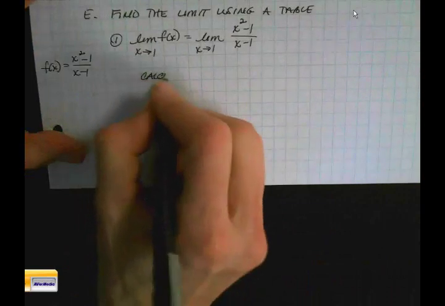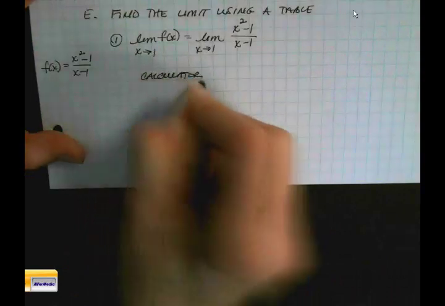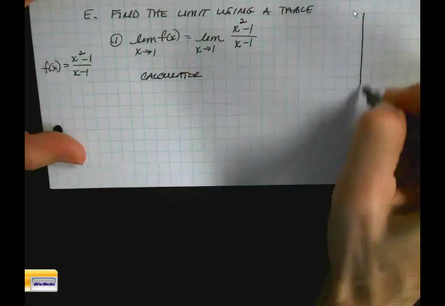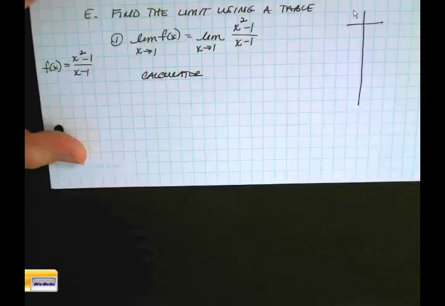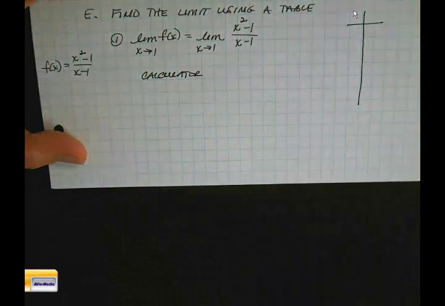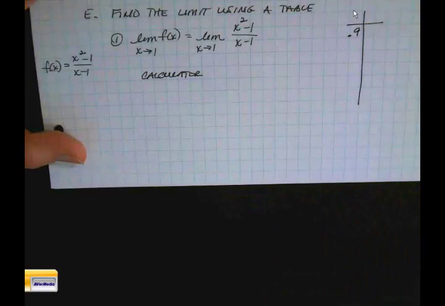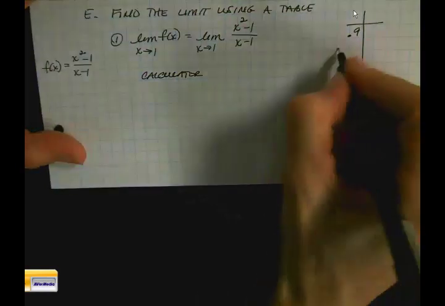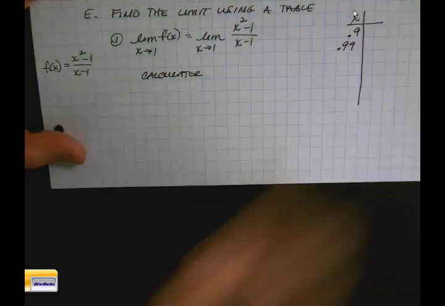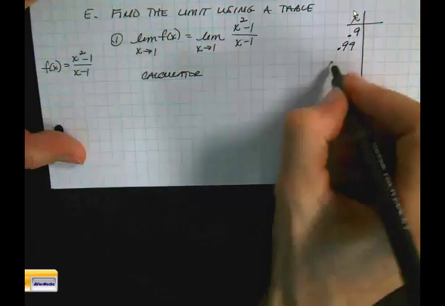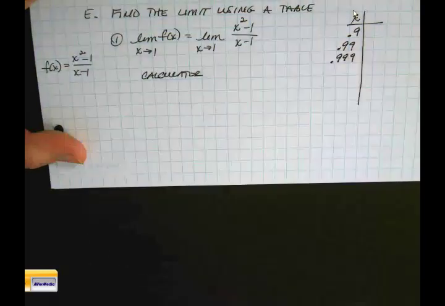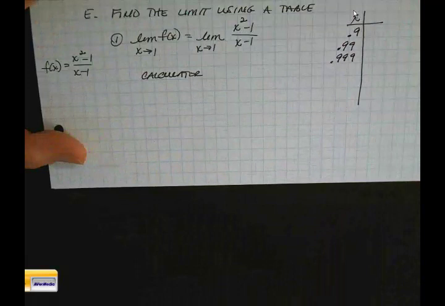We're going to go to the calculator, and we're going to create a table. In the table, we're going to put x values close to 1 from the right and from the left. So if we go in from the left side of 1, 0.9 is close to 1. Then if I want to get a little closer to 1, I might say 0.99. Getting a little closer, 0.999. Getting really close to 1.